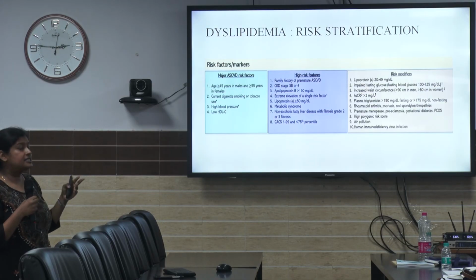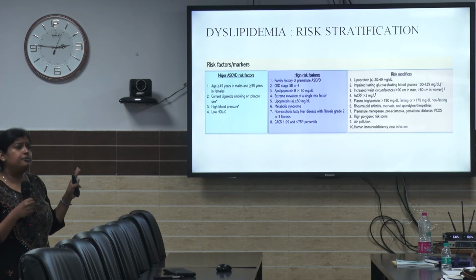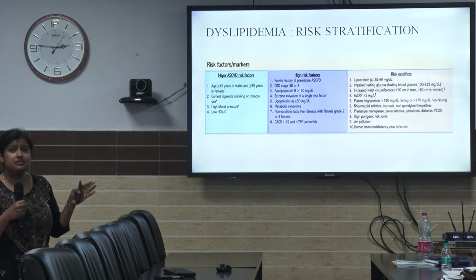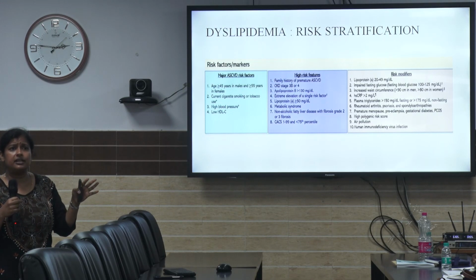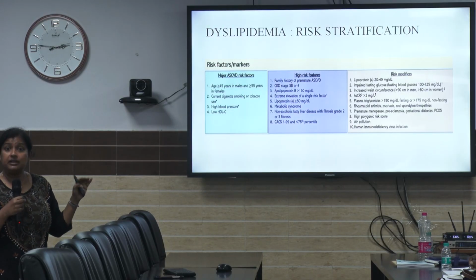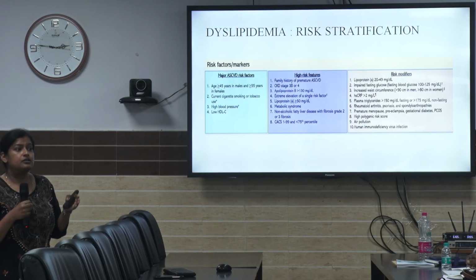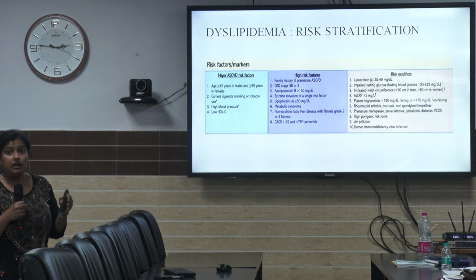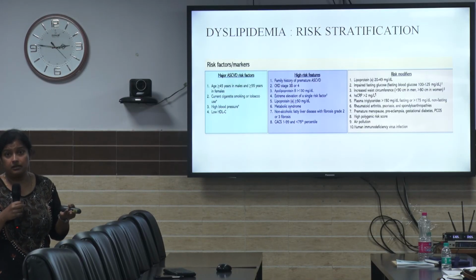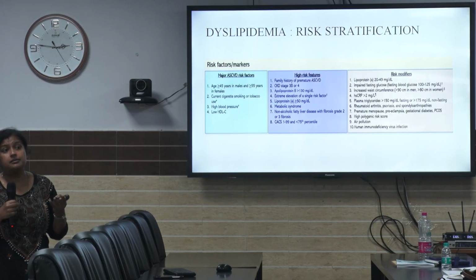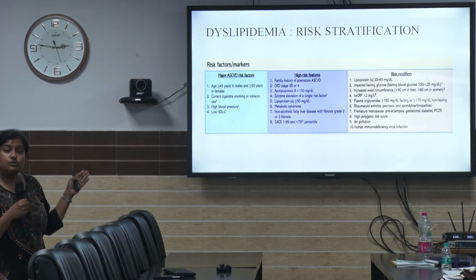Then there are the high risk features. So family history of premature ASCVD: a young person, somebody in the family in their 40s having a heart attack, then the person is also at risk. So that becomes a high risk feature. CKD, kidney diseases are associated with dyslipidemia, and one of the most common causes of mortality in kidney disease is atherosclerotic disease; coronary artery disease is the most common cause of death in CKD. So that is why stage 3 and stage 4 CKD.